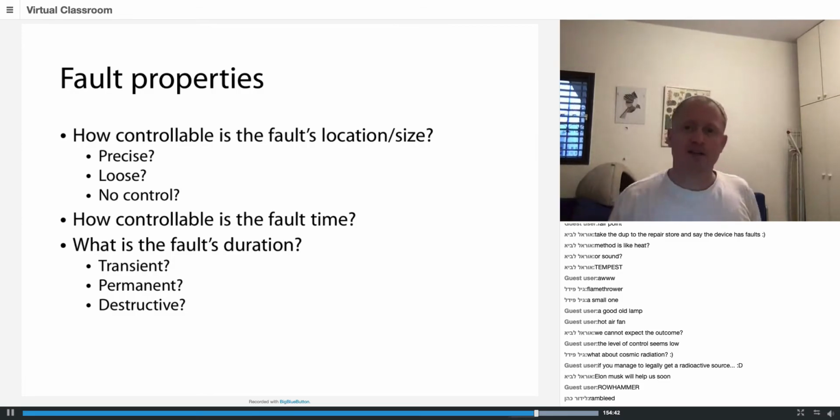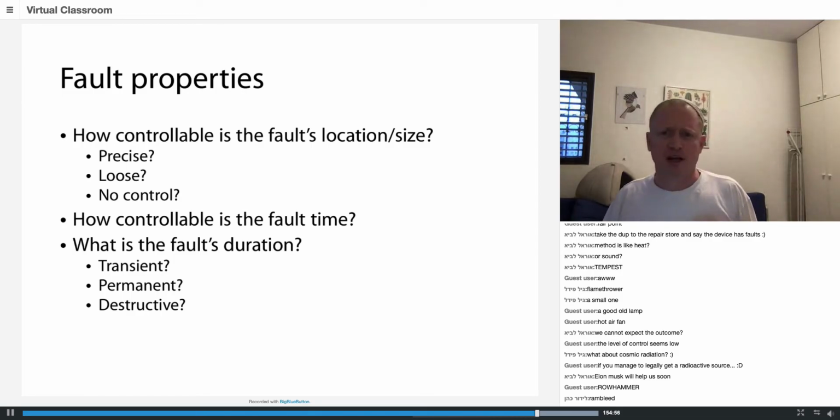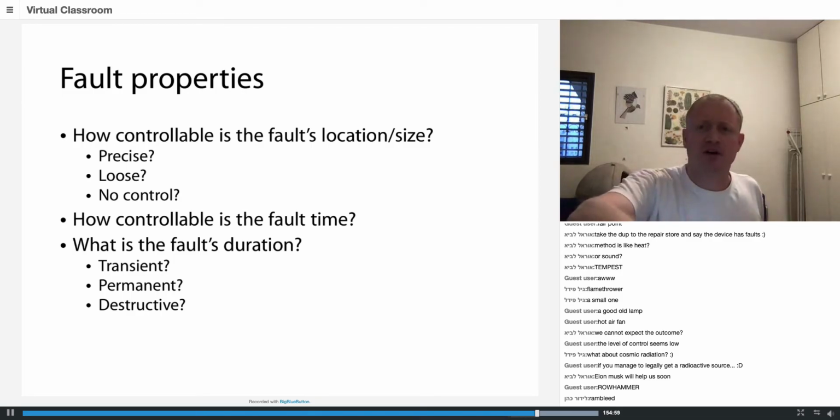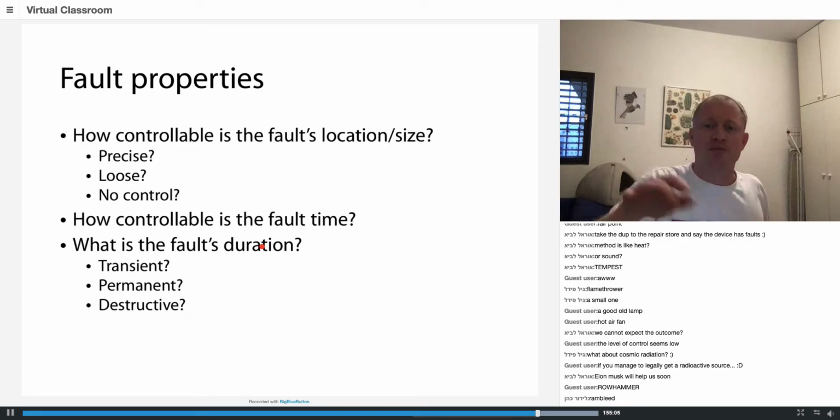The first thing we can say is how much control we have over the fault. We can have a precise fault. And the things we can discuss here are the location in memory, the size, how many bytes we are affecting, and at what time we are doing it.